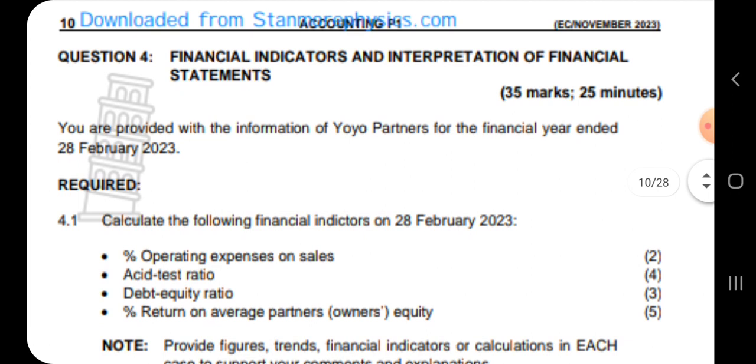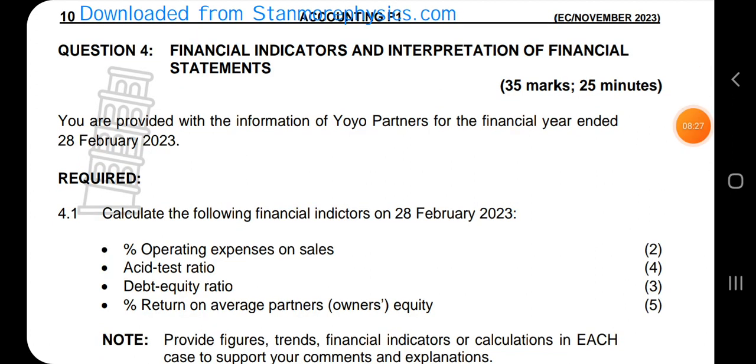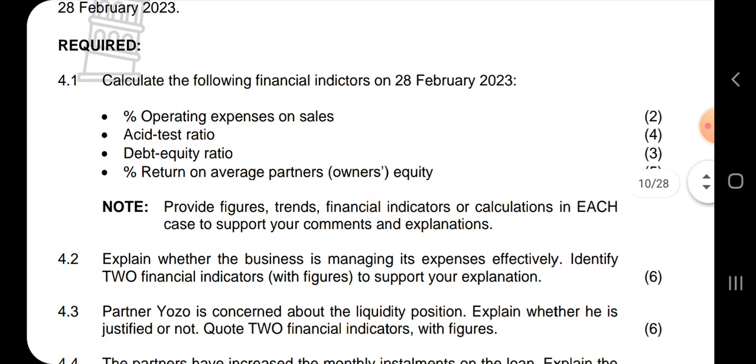where this question paper was downloaded from the Stanmore website. So this is question 4, financial indicators and interpretation of financial statements. And then you are provided with the information of your partnership for the financial year ended 28 February 2023. Calculate the following financial indicators on the 28th of February 2023. So we are asked to calculate the operating expenses on sales, the acid test ratio, the debt equity ratio, and the percentage of return on average partners' equity.